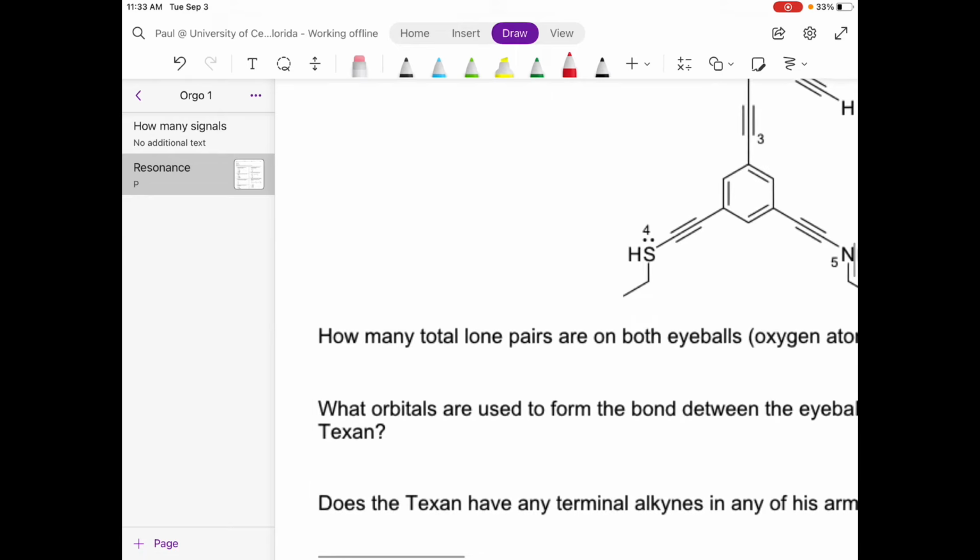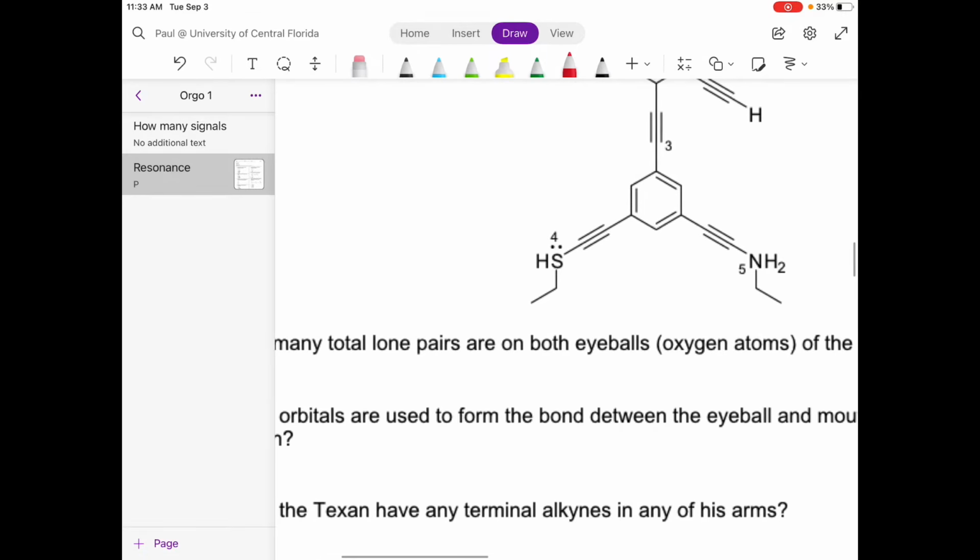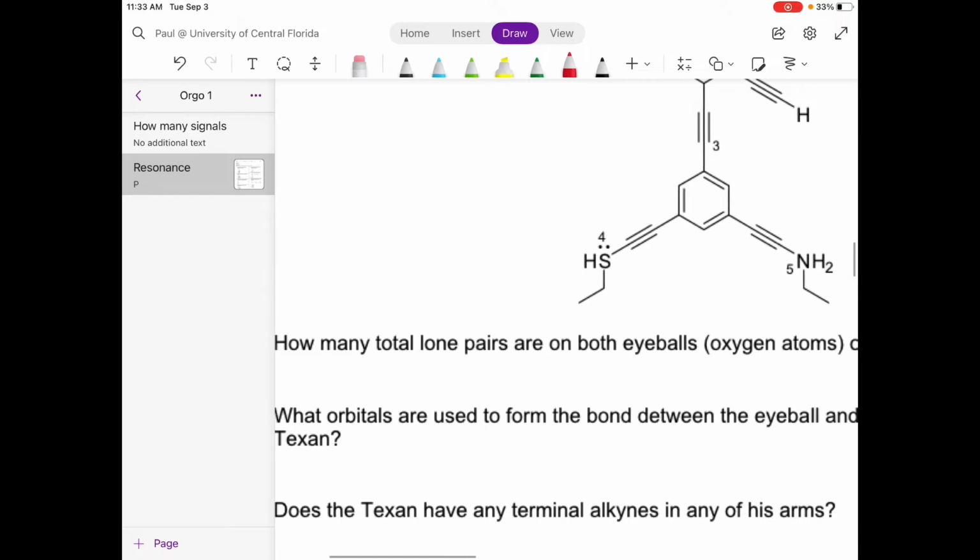Okay, the next question. What orbitals are used for the bonds between the eyeball and the mouth of the texane?